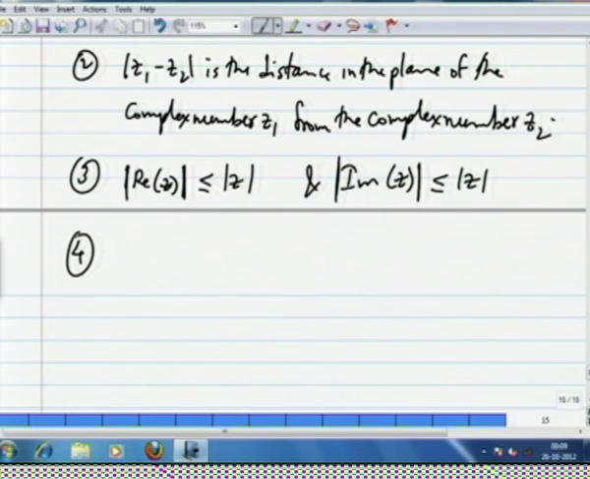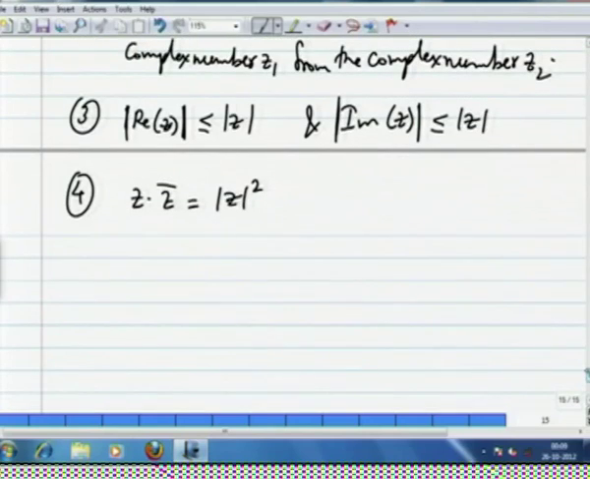The fourth of the properties is that the multiplication of a complex number by its conjugate gives the square of its modulus. This is an exercise, please verify this: multiply the number with its conjugate and then try to show that it is equal to the square of the modulus. And the fifth and one important property of modulus is the triangle inequality.